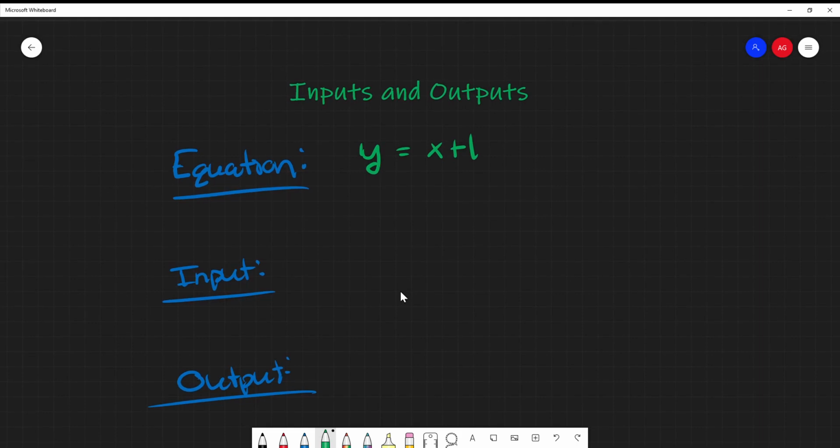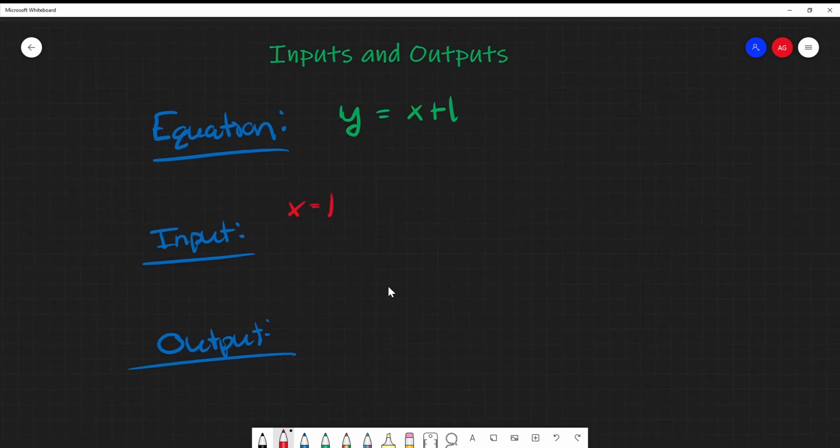So what is an input? An input is when we put a number into this equation. So let's say we put in the number x is equal to 1. We know that the input is 1. So what would the output be?